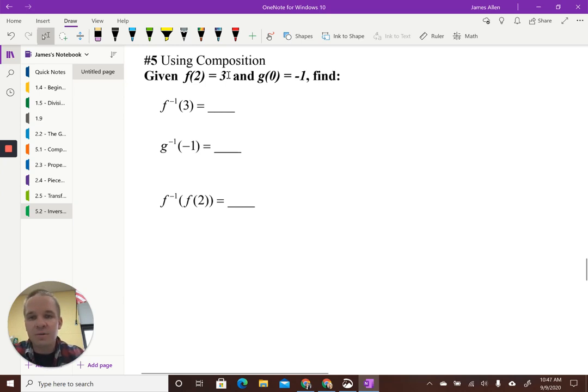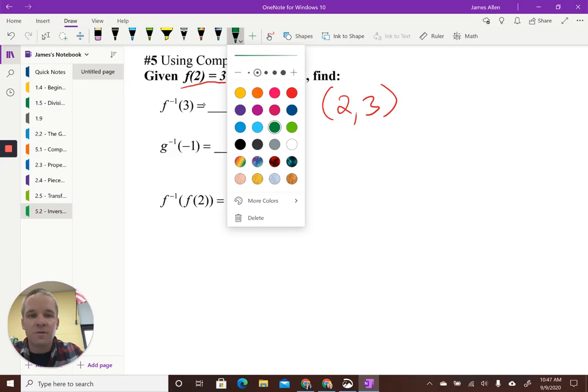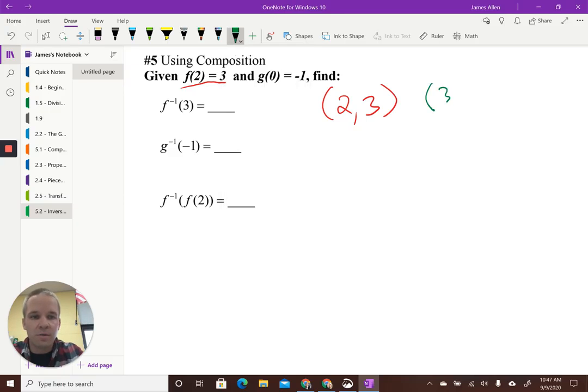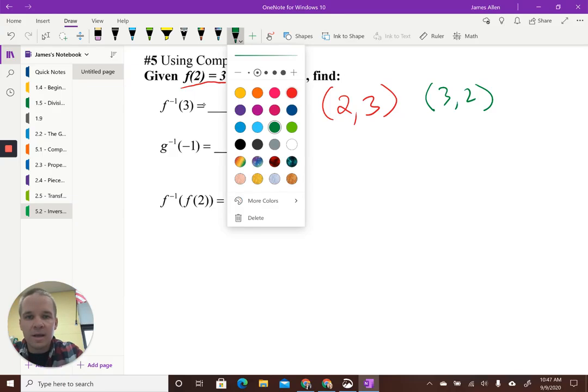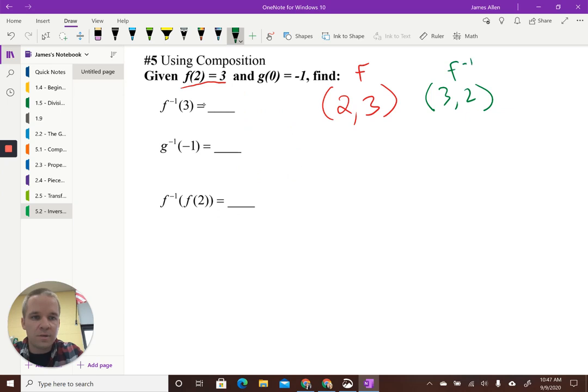So here we have f of 2 is equal to 3, and we have g of 0 is equal to -1. We want to find these here, okay? So f inverse of 3, what is that going to equal? Well, if f of 2 is 3, that means the ordered pair (2, 3) is in the original function, which means my inverse function is going to be (3, 2). So this is my f, and then this is my inverse of f. If I plug in 3 there, f inverse of 3 is going to give me 2. Okay? So it's flip-flopping the x and y's, really, is what's happening there.